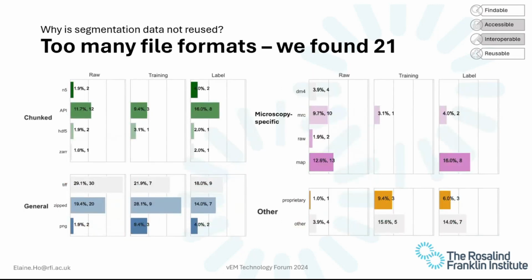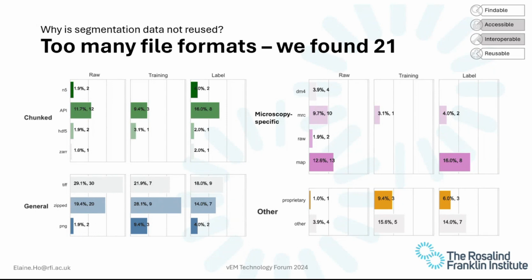The next reason why we found segmentation data was not reused is that we have too many file formats. Across all of the different data types, we found there were 21 different ones, but this is only 227 publications. So there are way more file formats out there than the ones we've looked for. I've grouped these into 4 different categories.